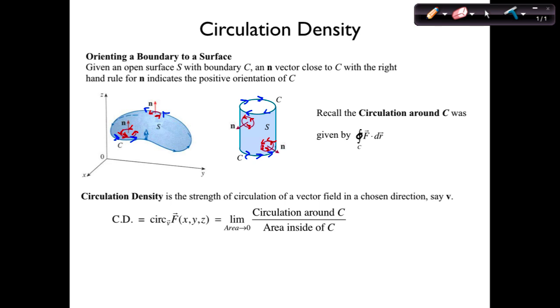So the smaller the area gets for the same amount of circulation, the higher the curl, or higher strength of rotation. So we're taking the limit as the area inside C goes to 0 of the circulation around C per the area of C. And this is the same as the measure of the curl that we did a week or two ago.